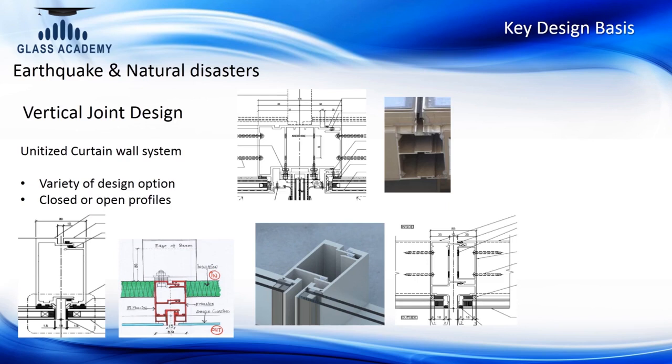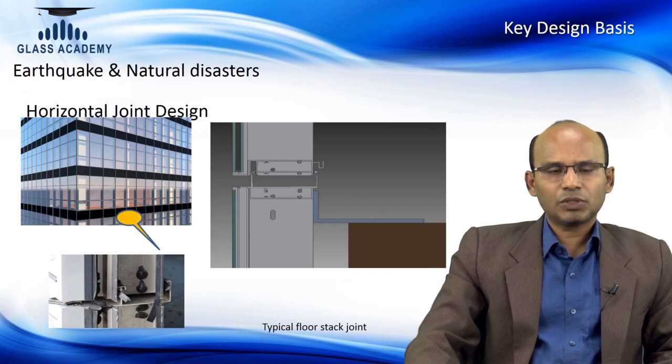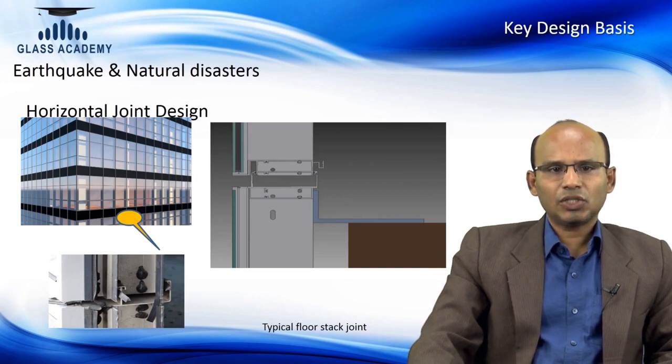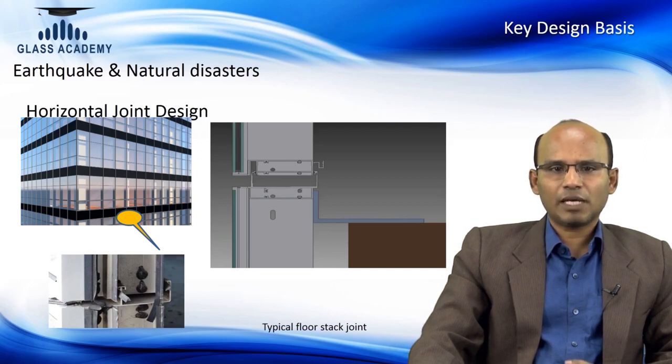It could be an open section like a C channel here, or it could be a hollow section here. We have just passed through the vertical joint design. This slide is showing the horizontal joint design. The horizontal joint design is primarily happening at the floor joint here, or it could be somewhere in between. And this horizontal joint mainly follows the floor slab or beam level of the building.